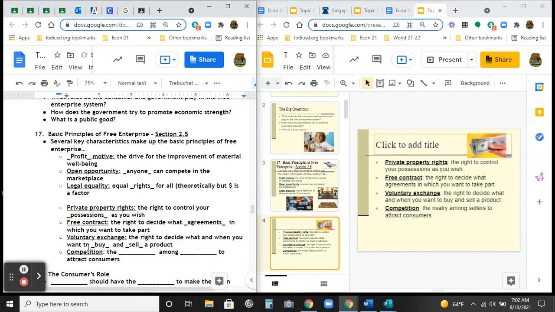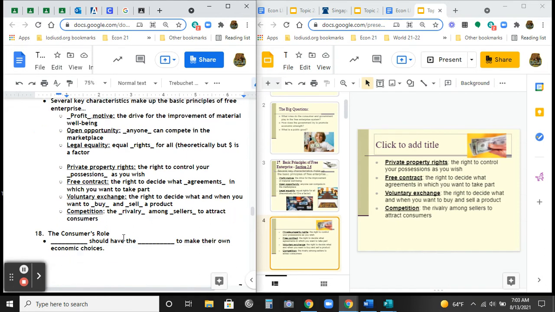Competition. That's the rivalry among sellers to attract customers. It's good if you like Starbucks that there's a Pete's. It's good that Xfinity has DirecTV. Competition is good. When there isn't competition, the seller can charge whatever they want. You can't really negotiate with PG&E or SMUD on your power bill right now because you have no one else to go to. Either pay them or you don't get the service.